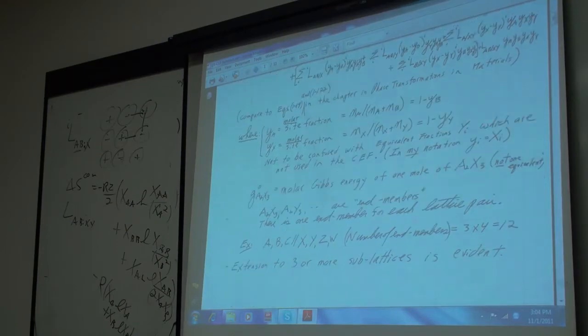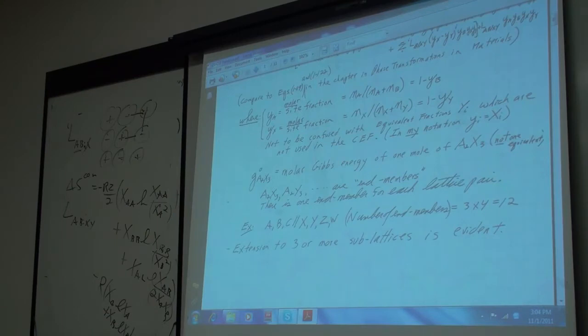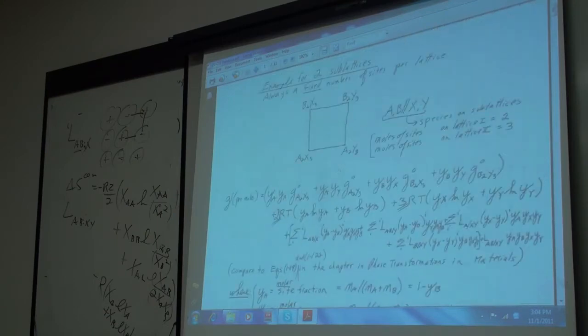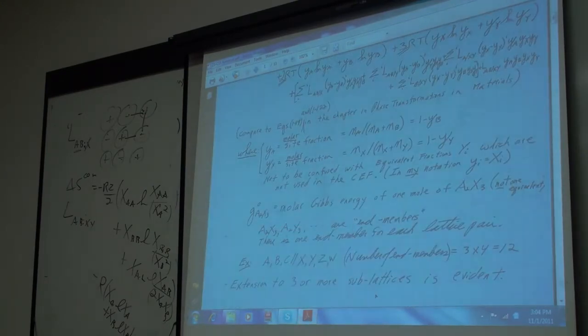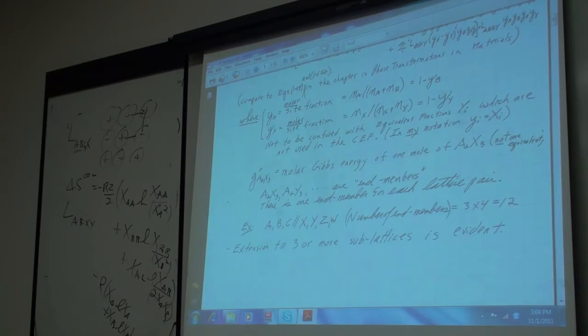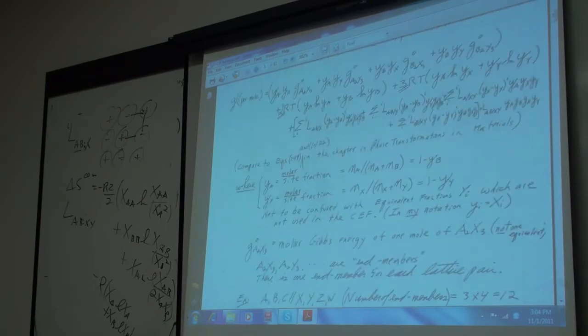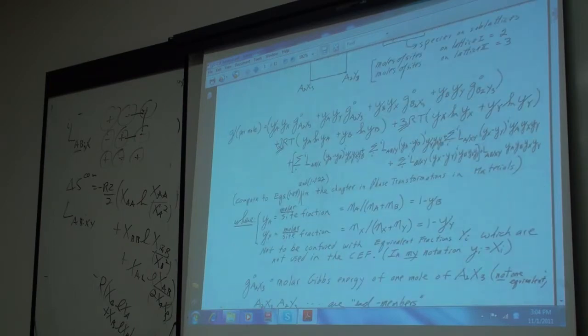G0 A2X3 is the molar Gibbs energy of 1 mole of A2X3. I haven't talked about equivalence yet, but it's 1 mole of A2X3. A2X3, A2Y3, and so on are the end members. So these 4 corners are your end members, and we need the Gibbs energies of the end members. There is one end member for each lattice pair. Okay, so you have YA, YX times the Gibbs energy of the AX end member, and so on.